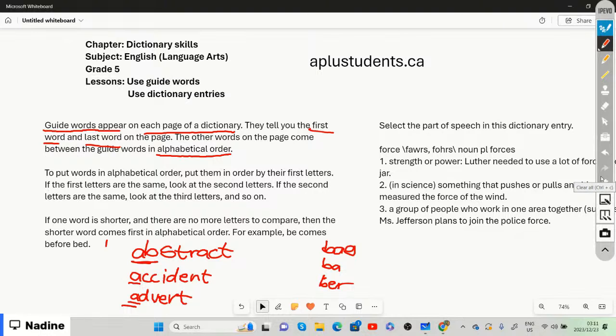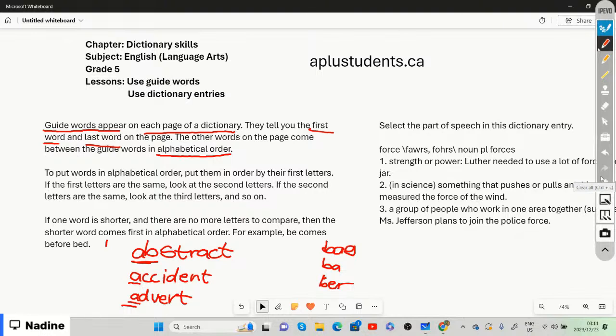You'll probably have a couple of words, depending on the specific words that can be formed with, let's say, the starting letters of BA. Those are just random examples that I'm giving. So if the second letters are the same, right, then you look at the third letters and so on and so on.